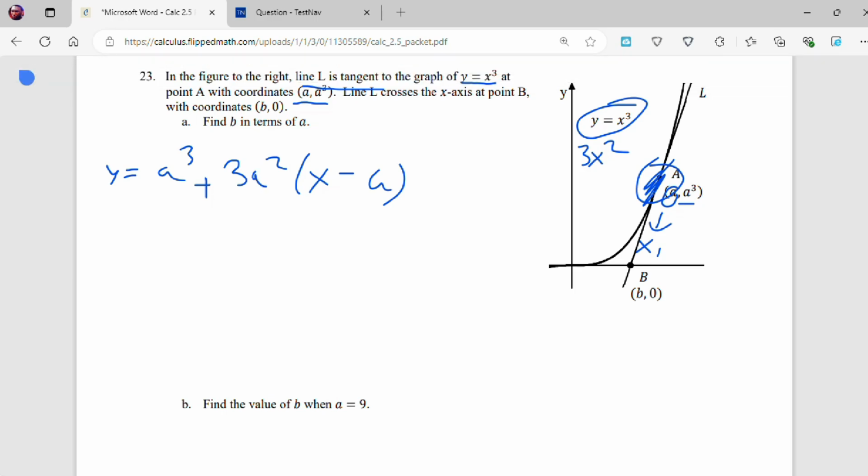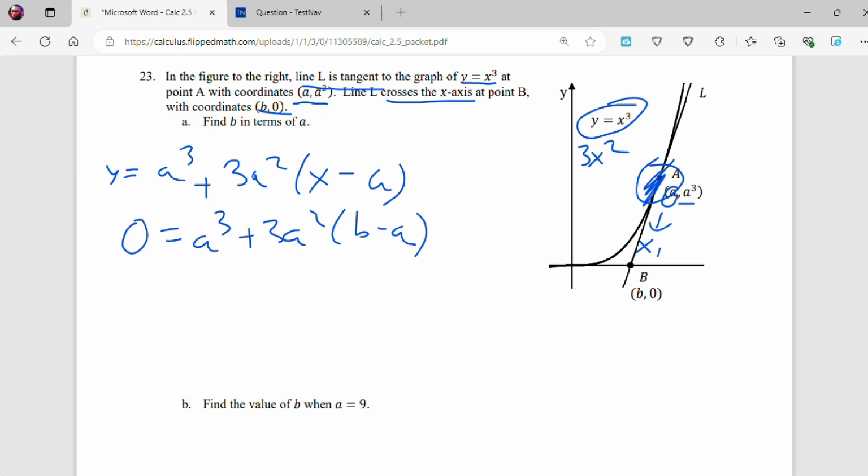We still have two unknowns, y and x. Now the question is asking us, find b in terms of a. So where does b come into play? Well, it says line L crosses the x-axis at point B, which is (b, 0). That is going to be our other coordinate pair. So b is our x, 0 is our y. 0 equals a to the third plus 3a squared times b minus a.